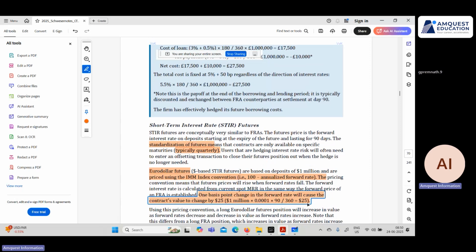Does this part make sense? Yeah. Sure about this? Yeah, I'm just reading it. One second. Yeah, this I understood.